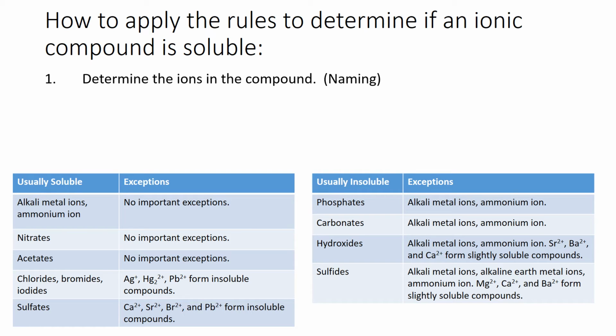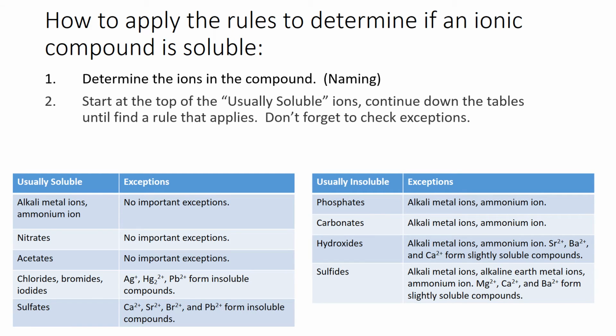So first step, determine the ions, and that goes back to your naming. See how important it is. It keeps rearing its ugly head. If you didn't master naming and writing formulas, writing names from formulas and formulas from names, and figuring out what ions are in a formula, you need to go back and review that. That's the starting point for so much of what's coming in chemistry from this point forward.